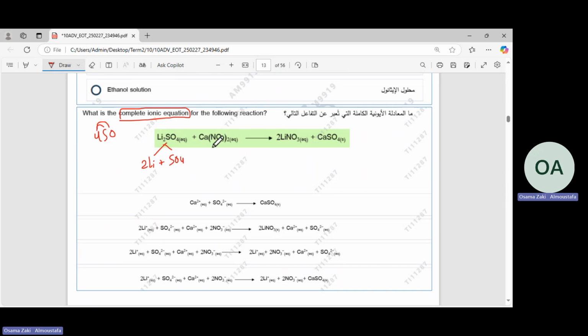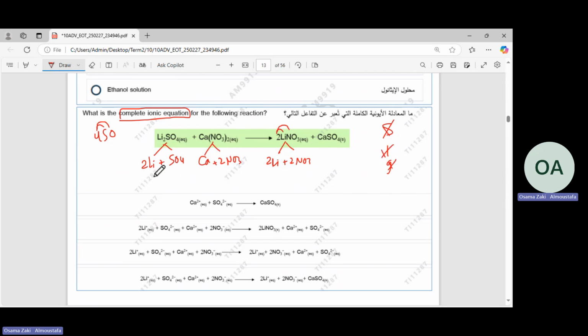Okay, and here let's break it down. So we have Ca, and how many NO3? We have 2. So we say plus 2 NO3. Here let's break it down. What do we have here? We have 2 Li and 2 NO3. What about this? No, keep it the same. Why? Because we don't break down the solid, liquid, and gas. Just break down the aqueous.